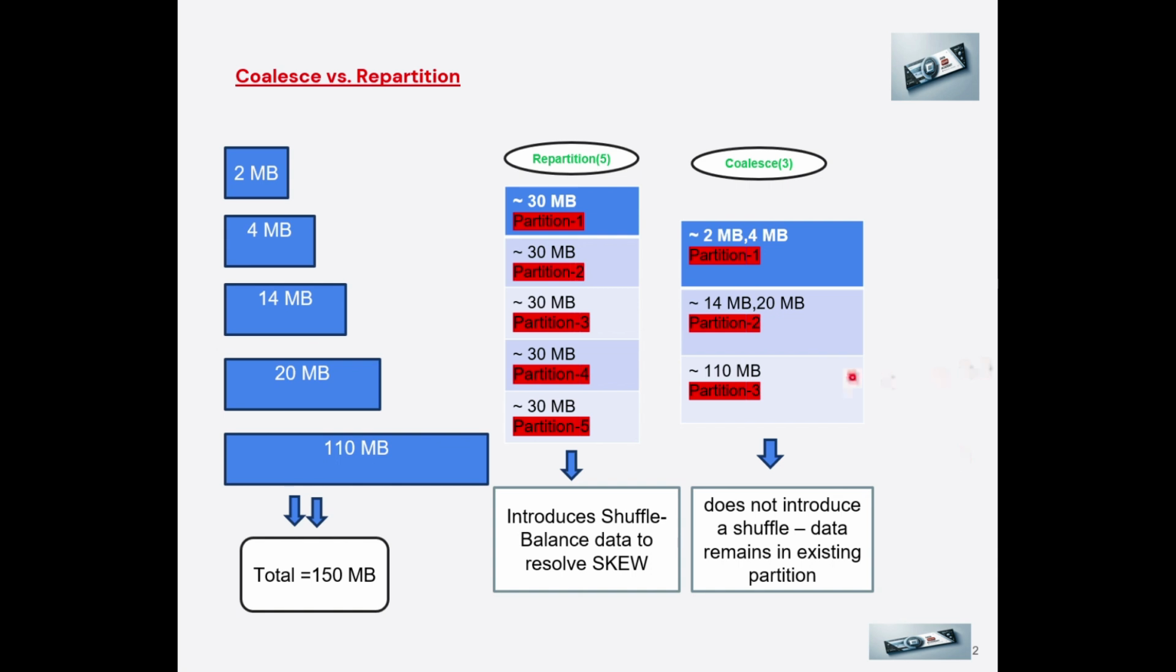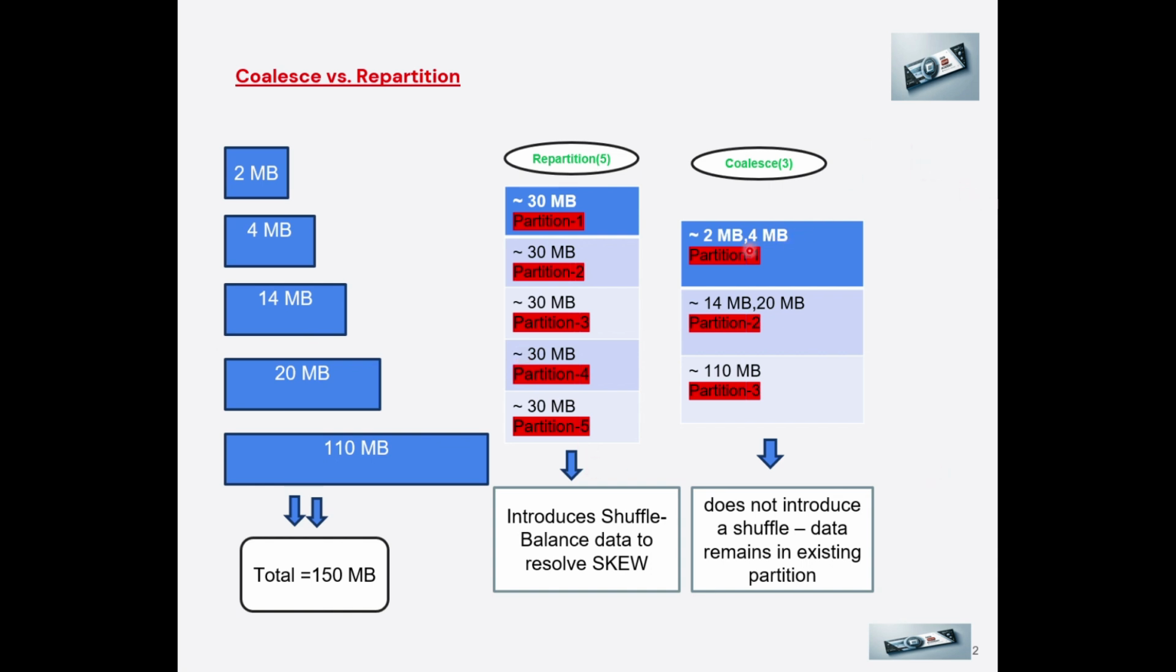Here is a slide to help you understand more about the difference between the operations. On the left, we have an unevenly sized dataset with a total size of 150 MB, which is split into partitions of various sizes like 2 MB, 4, 14, 20, and 110 MB. When we apply repartition of 5, Spark evenly distributes the data into 5 partitions of approximately 30 MB each. This involves a shuffle operation to balance the data across nodes, which can resolve skew but incurs a performance cost.